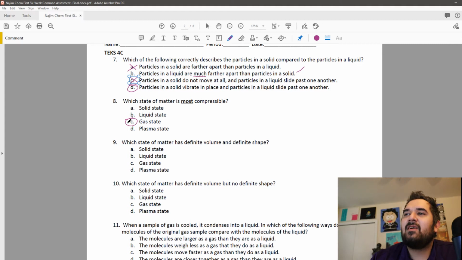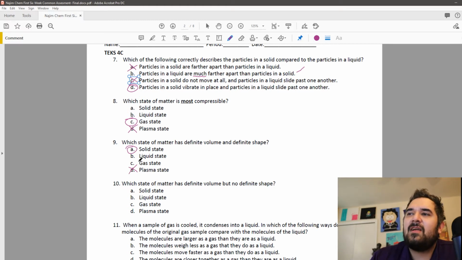Which state of matter has definite volume, definite shape? So definite volume, we know that's not a gas. Definite shape, we know that's not a liquid, so that leaves us with a solid. And I know plasma's included here, but I already told you guys plasma's not going to be the answer to any of these questions. So don't worry about plasma. I would ignore that. It's just a freebie.